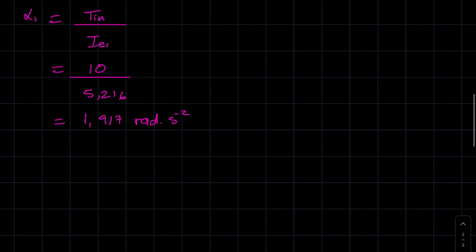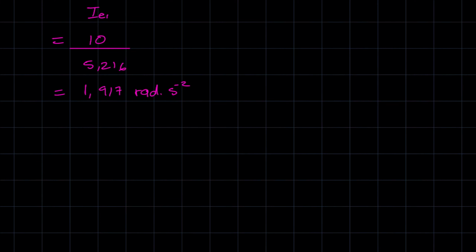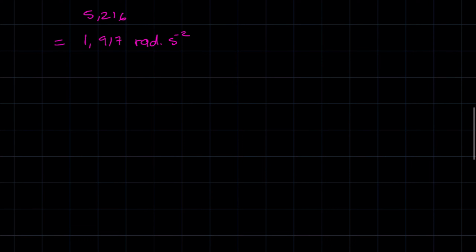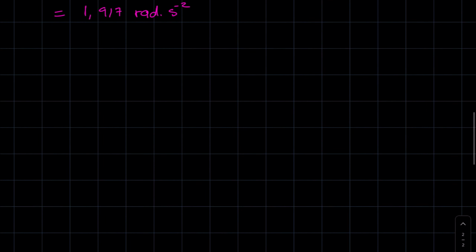Now that we have the angular acceleration for the input shaft, we can use the system's gear ratio to calculate the angular acceleration of the output shaft. Remember that the gear ratio can be expressed in a number of ways, one of which is in terms of acceleration. In terms of acceleration, the gear ratio is in over out, so this would be the angular acceleration of the input shaft divided by the angular acceleration of the output shaft.